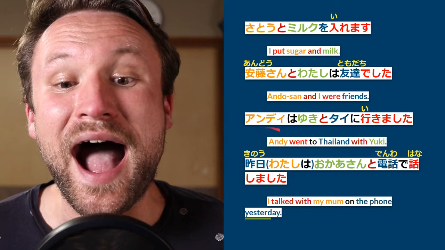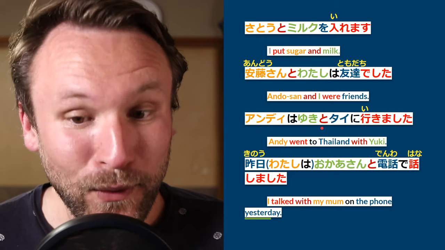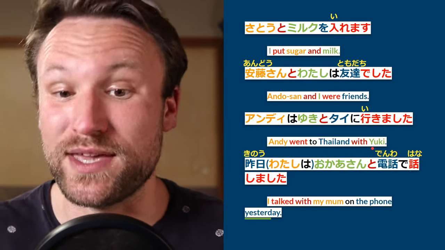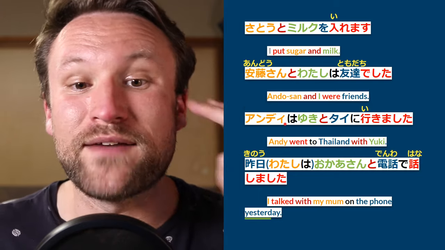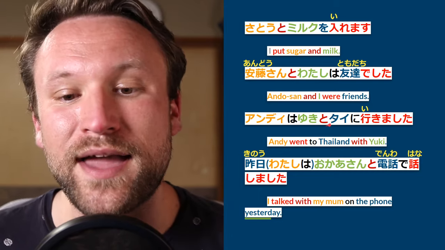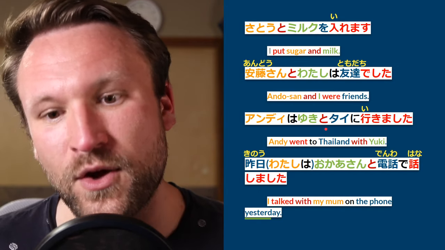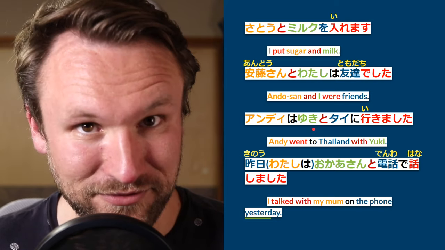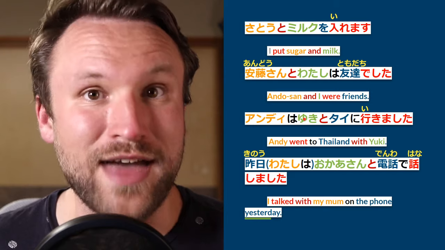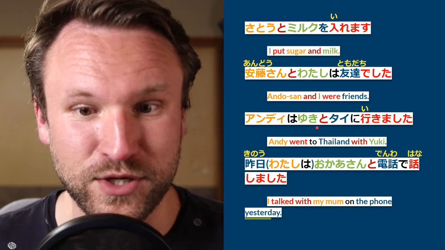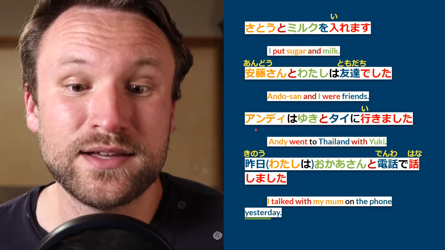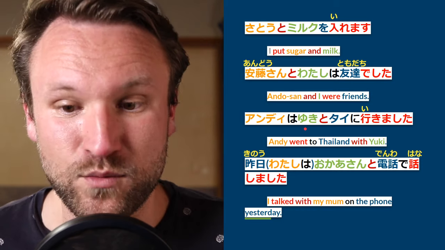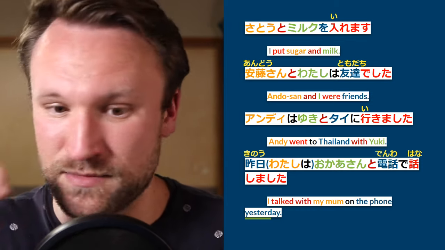Andy wa Yuki to Tai ni ikimashita. Andy went to Thailand with Yuki. So this is the "with" to. You'll notice we have the wa particle here, and then to comes after Yuki. When to comes after a noun, it means with that noun, that person or thing, dog or whoever. In this case, it's Yuki. Andy went to Thailand with Yuki. And that's true, we did go to Thailand together a couple years ago.